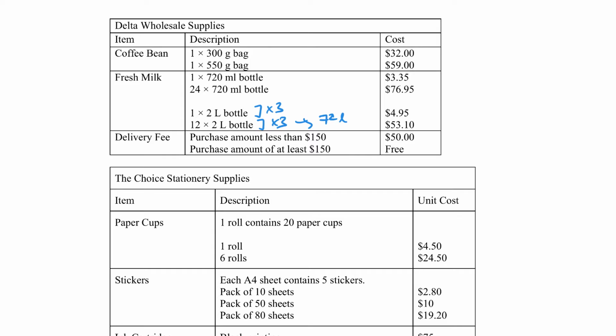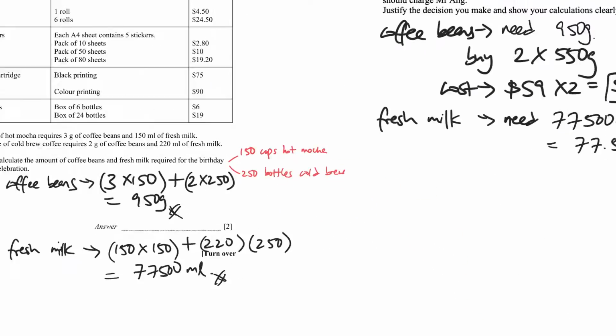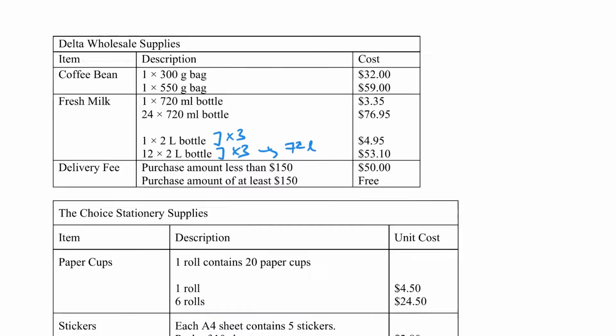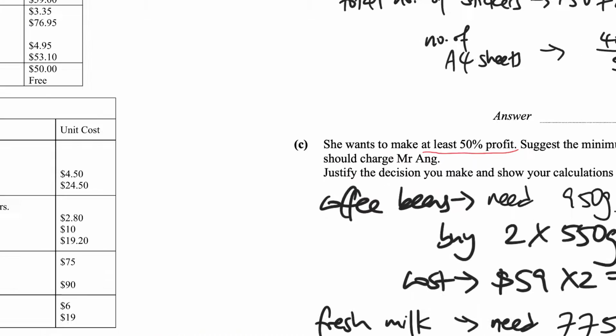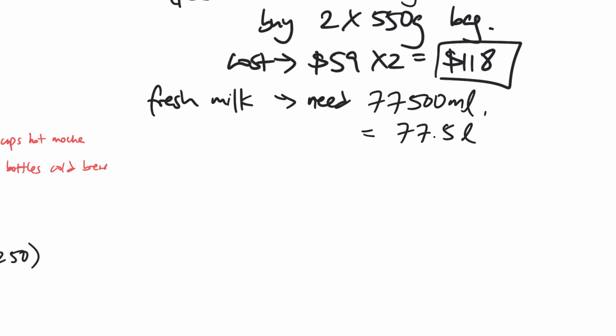And then, of course, how many liters do I need? I need 77.5 liters. So it doesn't make sense to spend so much money again. So we buy the 2 liter one. 1 2 liter bottle, and then 3 times of it will be 3 times 2, which is 6 liters. And then in total this will be 78 liters. So that's good. That's a good number. Okay, so we come back here and say fresh milk, we need 77.5.